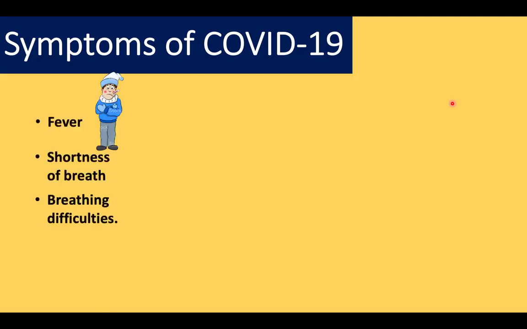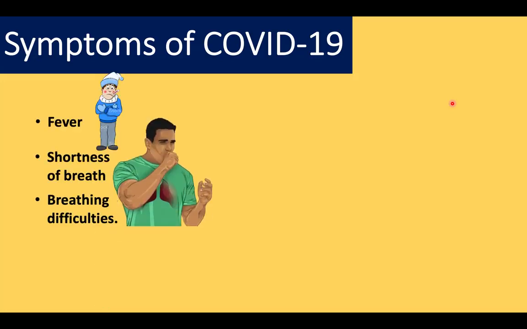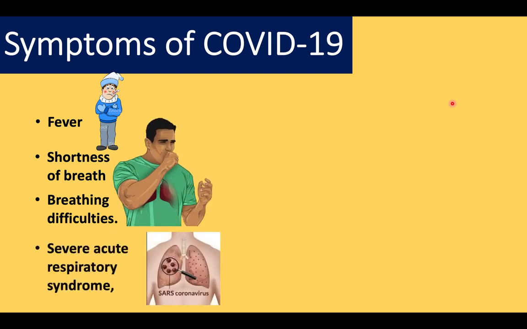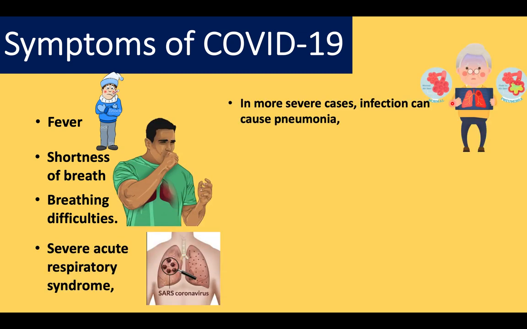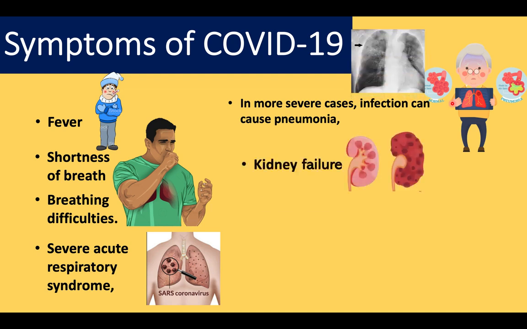Now, symptoms of COVID-19 usually include fever, shortness of breath and difficulty breathing, severe acute respiratory syndrome, and in more severe cases, such as when the disease prolongs and gets worse, the patient can end up having pneumonia. That would then lead to kidney failure as well as even subsequent death.